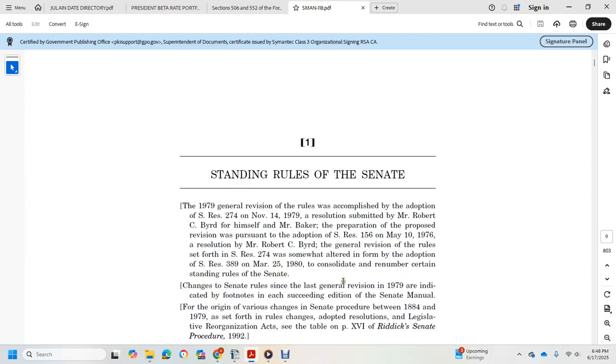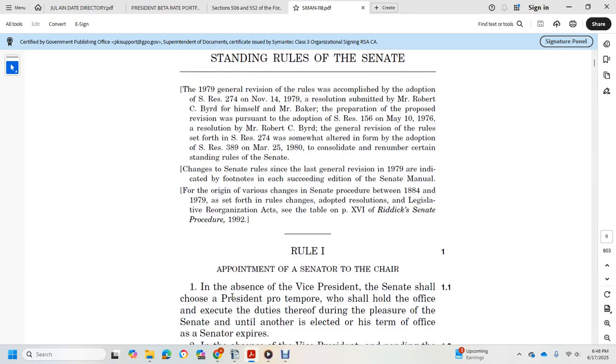Changes in the Senate rules since the last general revision in 1979 are indicated by footnotes. Each succeeding edition of the Senate Manual has recorded various changes in Senate procedure between 1884 and 1979, as set forth with the rules for change, adoption, and resolution, including the Legislative Reorganization Act. See the table on page 16, Riddick's Senate Procedure, 1992.